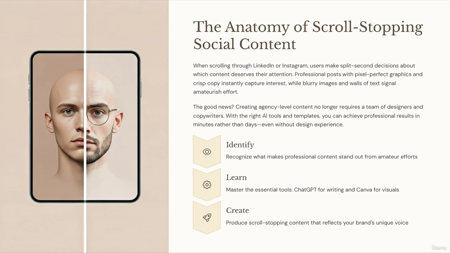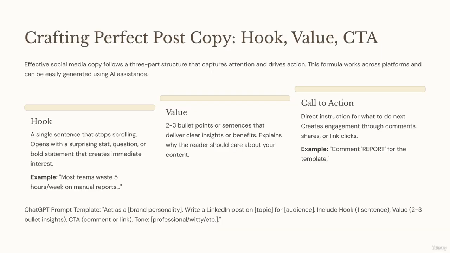What actually makes social content effective? Every great post has 3 key ingredients: a hook, some value, and a call to action. Think of the hook as your post's headline. It's what grabs attention as someone scrolls by. A good hook might be a bold statement, a surprising stat, or even a question. Something like, "Most teams waste 5 hours a week on manual reports." That'll catch the right kind of attention.